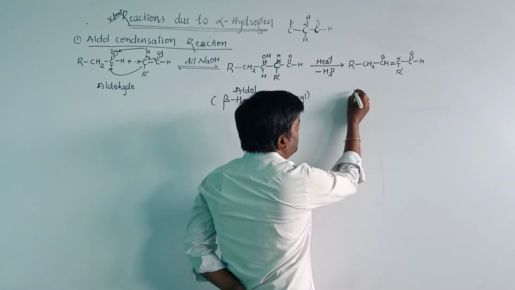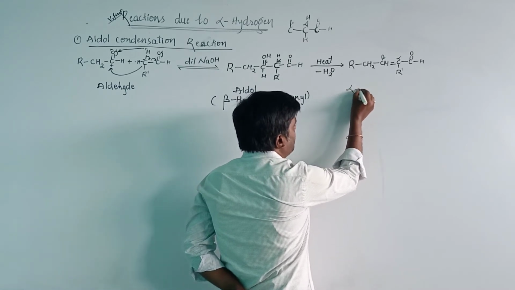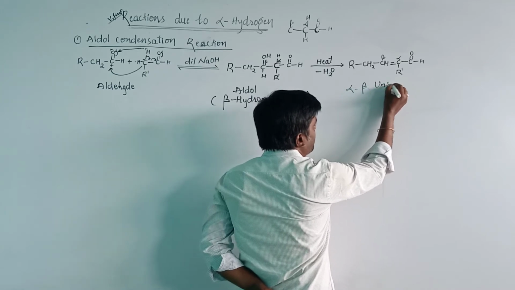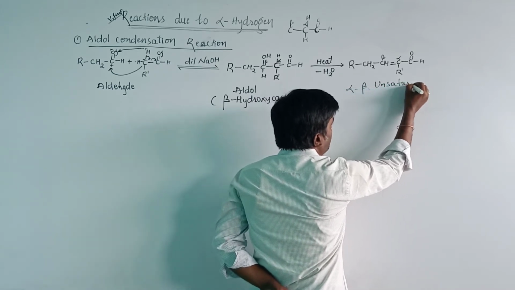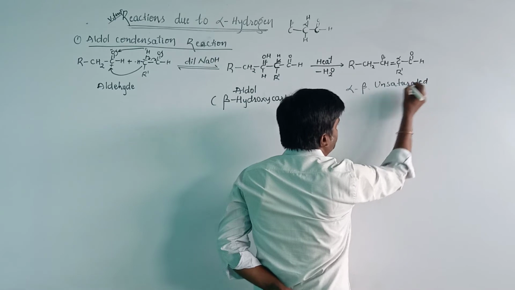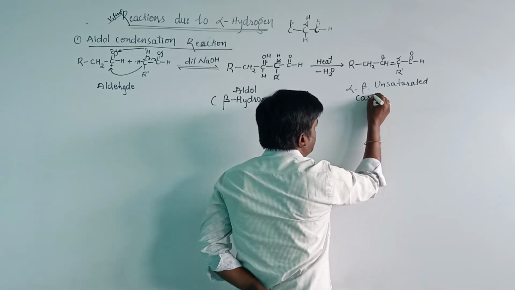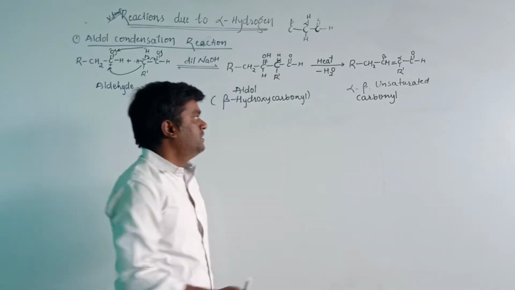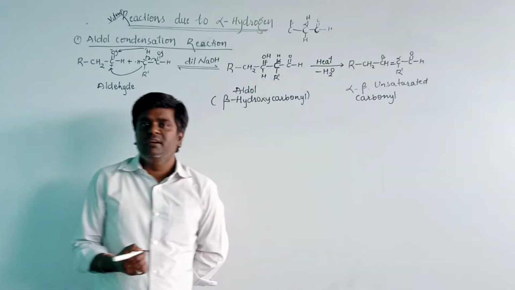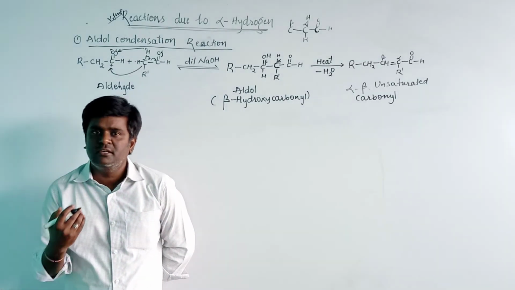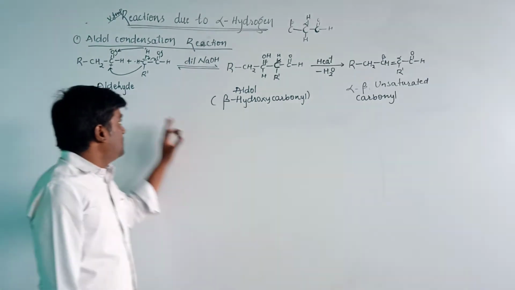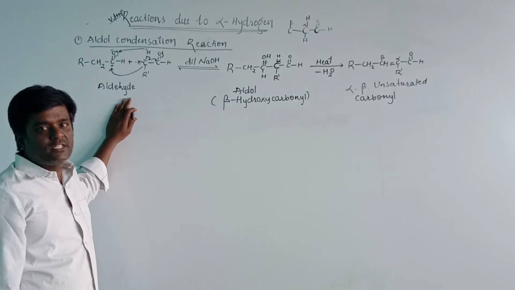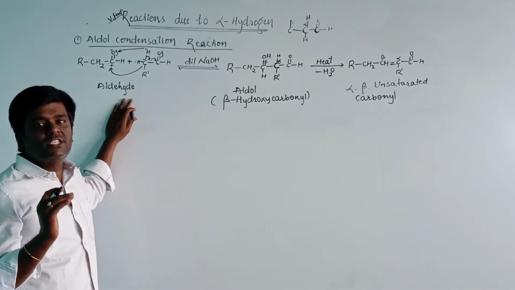Therefore, these compounds are known as alpha, beta unsaturated carbonyl compounds. Okay? If it is an aldehyde, then we will write the aldehyde. If it is a ketone, then we will take the ketone. This is the complete reaction here. This complete reaction is known as an aldol condensation reaction.